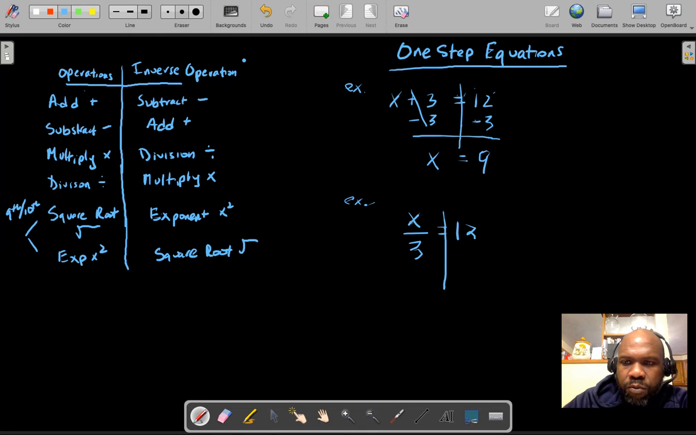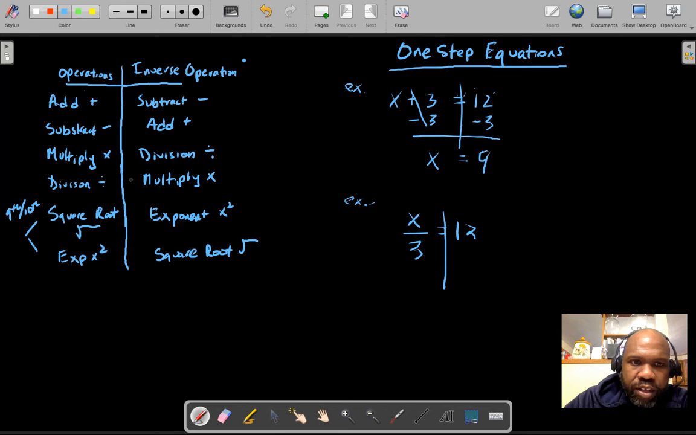Now, if you think about it, we have a fraction here. So what do we do when we have a fraction? We're basically dividing the numerator by the denominator. So therefore, the operation that we need is division, okay? And therefore, the inverse operation would be multiplication.